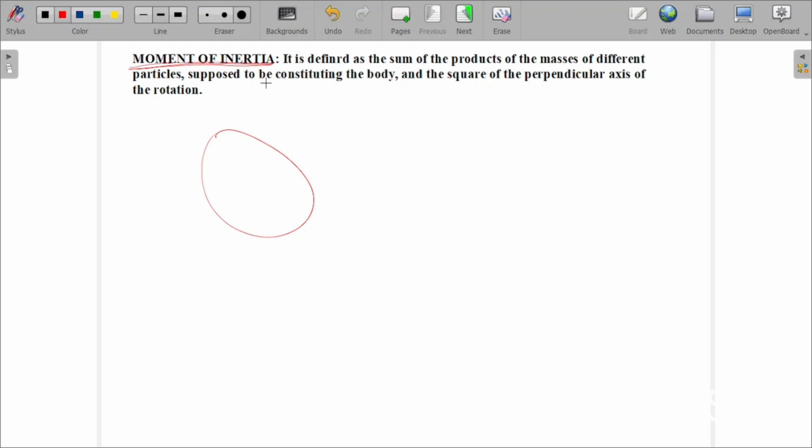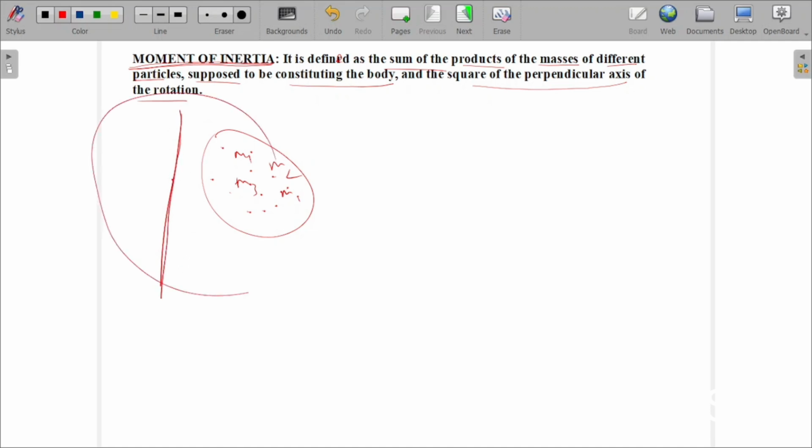What is meant by moment of inertia? It is defined as the sum of the products of masses of different particles constituting the body and the square of their perpendicular distance from the axis of rotation. Let's consider this object. It has different particles of masses M1, M2, M3, M4. Let's suppose this is the axis of rotation, and with this it is going to rotate.